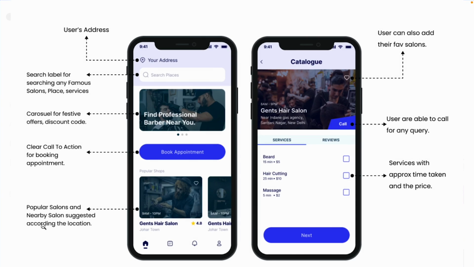Here again, the person mentioned popular salons and nearby salons suggested according to the location. I know that. It says popular shops. I can see that. You don't have to explain that to me. But why did you add that over here? What was the intent? What was the objective of adding that over here? That is something that I don't know. I can make guesses, of course, but I can never know what the answer is unless you actually tell me. I know that these are popular shops, and I'm very sure that these popular shops are also based on my location. Because if I want to find a salon or a barber over here, obviously I want to go to a place that is close to where I live. It's obvious. So tell me things that I don't know. That's very important for every designer to understand.